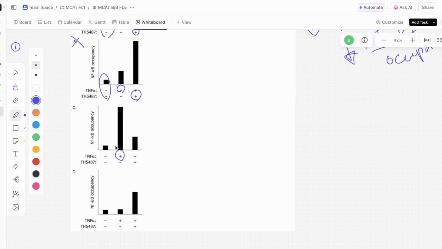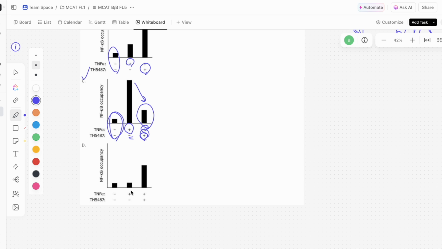When we add TNF alpha, do we get that increase in NF kappa B occupancy compared to control? Yes, we do. Now, what happens when we add TH5487? We do get a decrease, right? That's what we're looking for, the decrease in NF kappa B occupancy compared to when we didn't have TH5487. And notably, we also can see that when we have TNF alpha, even though we have TH5487, we still see that increase in NF kappa B occupancy relative to the control. The only comparison we have to keep in mind is that it's less, right? We're getting less when we add TH5487 when comparing the two groups that have TNF alpha added. So C is looking pretty promising, but as per usual, let's look at the other answer choice here.